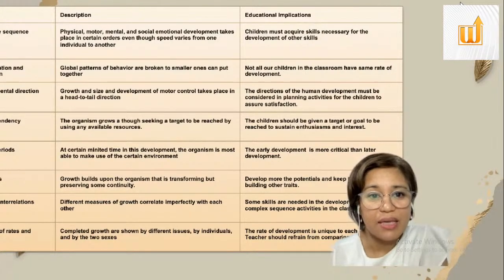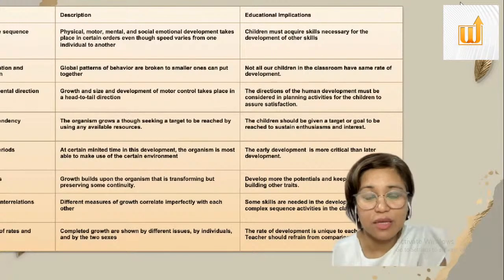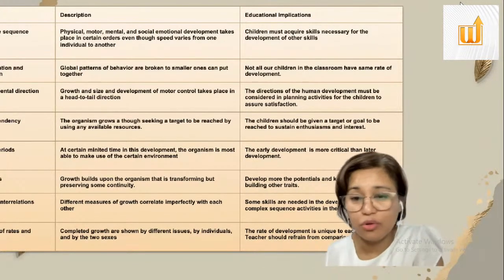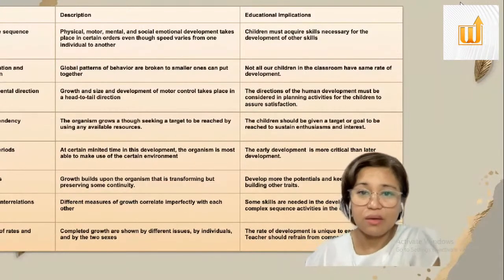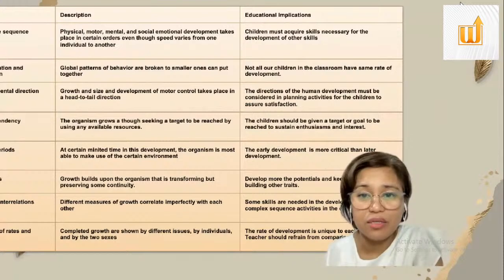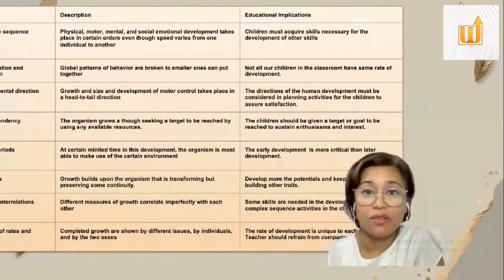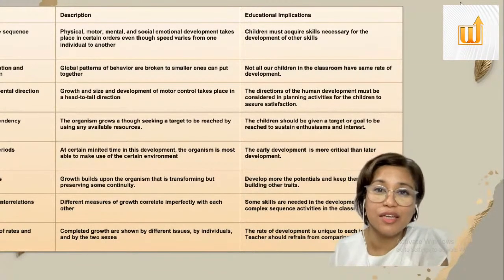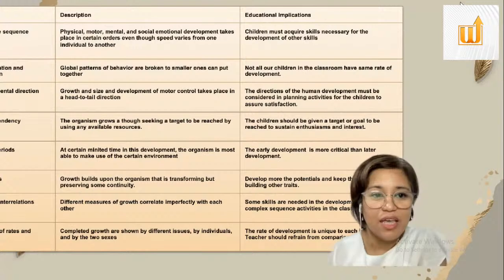the growth and size and development of motor control takes place in a head to tail direction. So the development of the child, the proximal development of the child is from the head to tail, from the bodily parts now. And it should be considered to assure satisfaction in the development of the children.